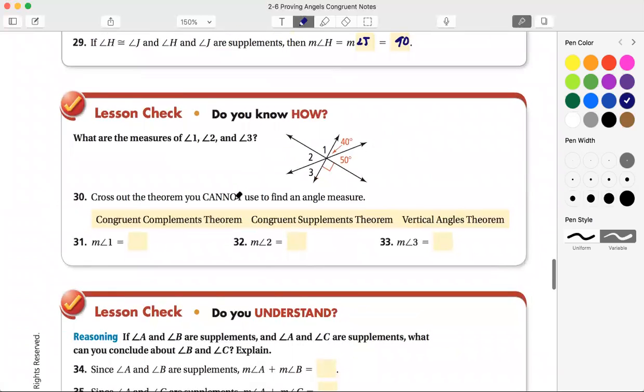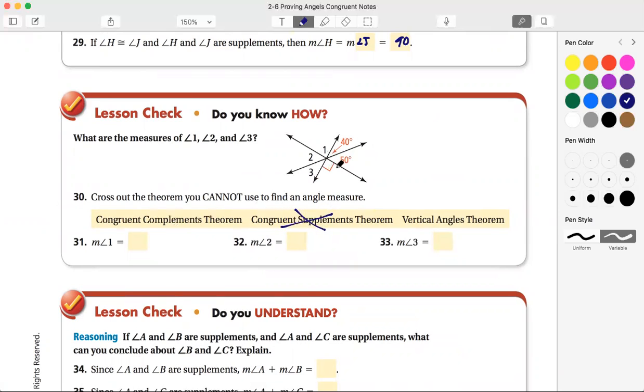So let's cross out the theorem I cannot use to find the angle measure. So what are the measures of 1, 2, and 3? All right, congruent complements. So I have a 90-degree angle. I probably could use that. Vertical angles I see going on there. I don't know anything about 180, so I can't use that.